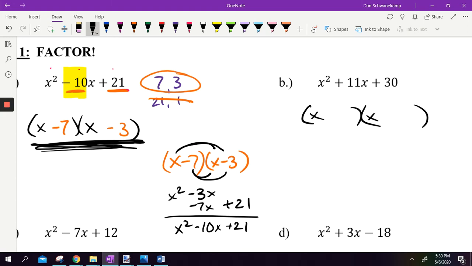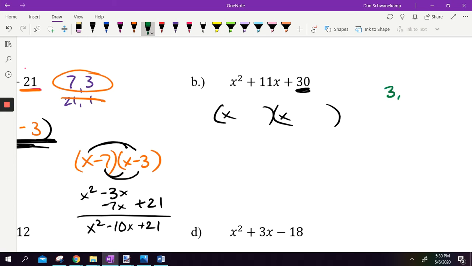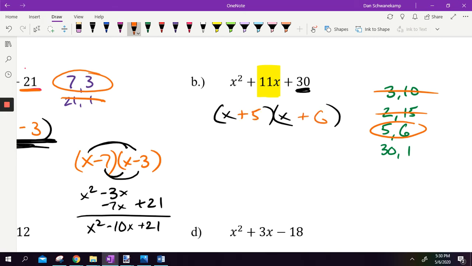We're going to factor this thing. I need two numbers that multiply together to get me 30. So 3 and 10, 15 and 2, 5 and 6, 30 and 1. You don't have to list them all out every time. I'm just doing it so we get an idea. I need them to get 11. 3 and 10 aren't getting me 11. 15 and 2 won't get me 11. 5 and 6 will. So I want x plus 5, x plus 6. Because those two numbers added together will get me 11, and multiplied together will get me 30, just like I wanted.